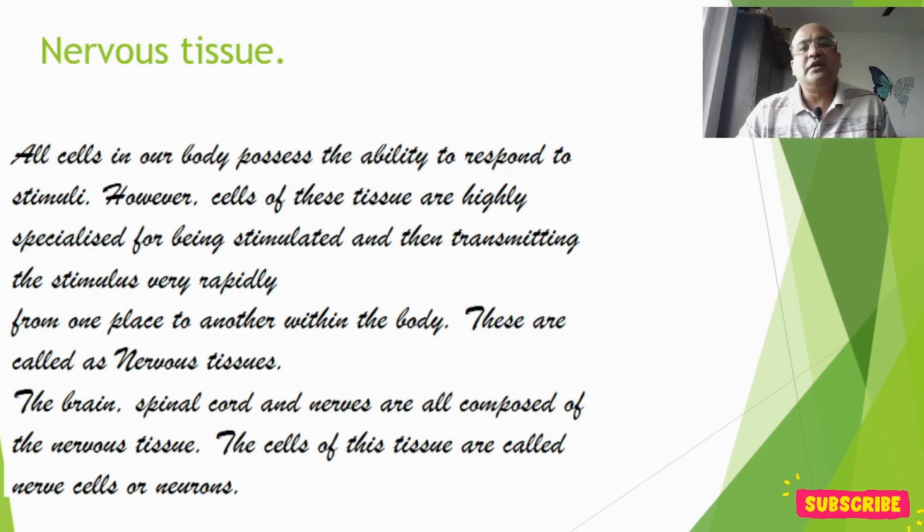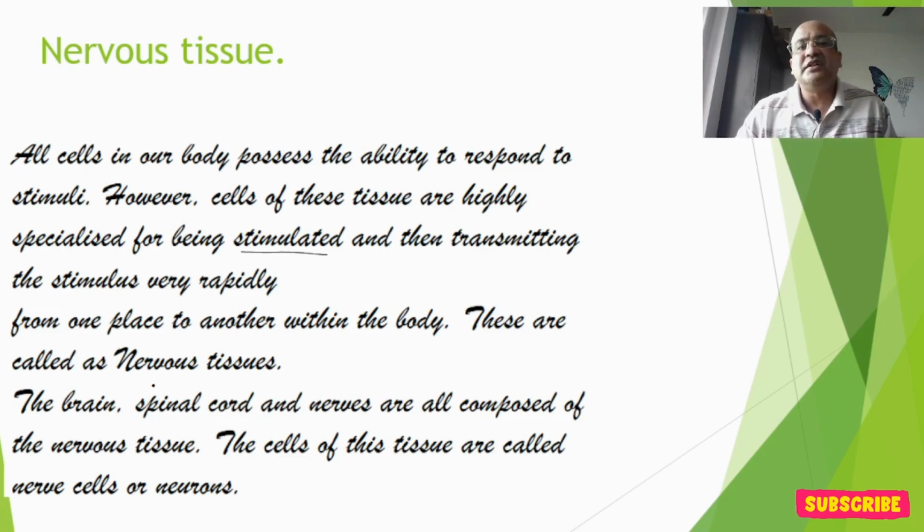You know that nervous tissue is a very important tissue in our body. All the cells in our body possess the ability to respond to stimuli. But there are cells that are highly specialized for being stimulated and then transmitting the stimulus very rapidly from one place to another within the body. So responding to the stimuli and passing that stimulus to the parts of the body.